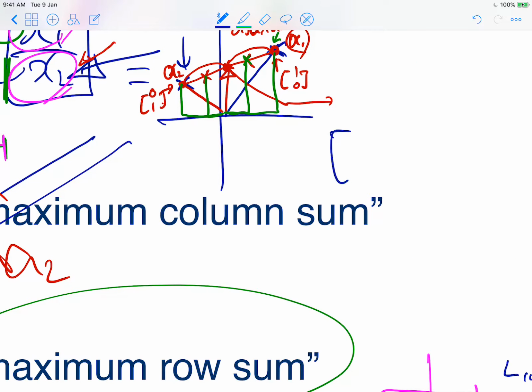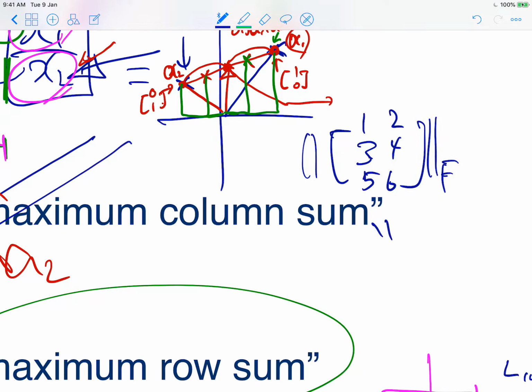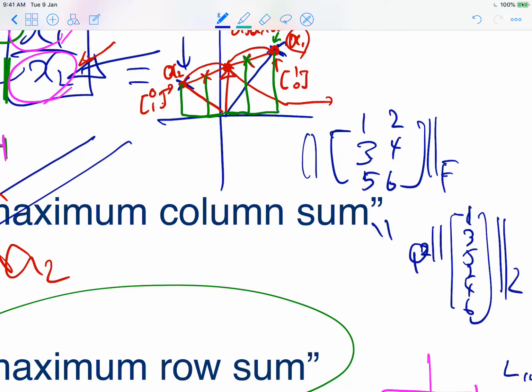So for example, in the case of the matrix with entries 1, 2, 3, 4, 5, 6, considering its Frobenius norm, it is actually the same as a reshaped vector version of this matrix. So for example, 1, 3, 5, 2, 4, 6. Then we consider the L2 norm of this vector. In other words, we just take the square of them, sum them up, and then take the square root of it. Okay, so that is called the Frobenius norm.